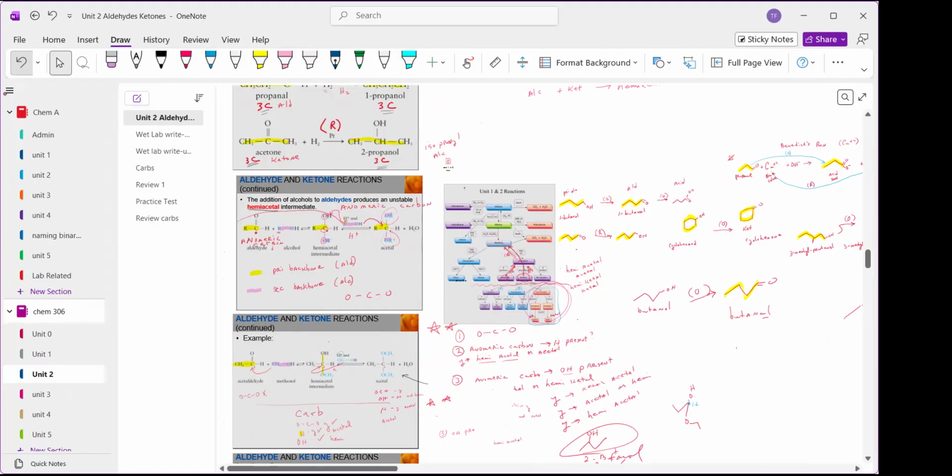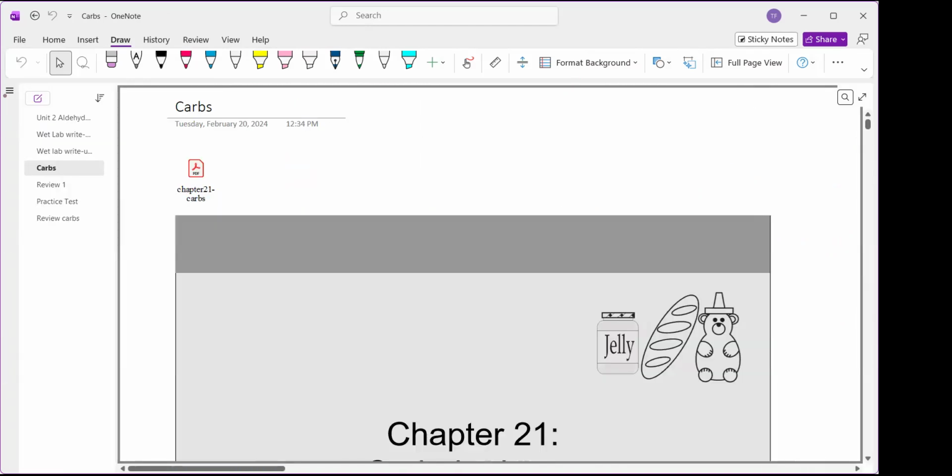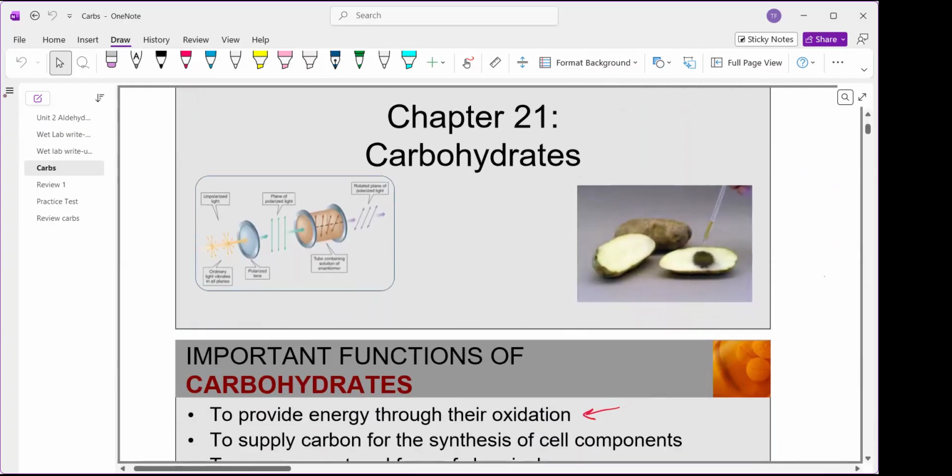Okay, so I want to go through carbs now, kind of in a generic way, without doing any reactions. Wednesday, I'm going to hit carbohydrate reactions really hard, lots of detail.